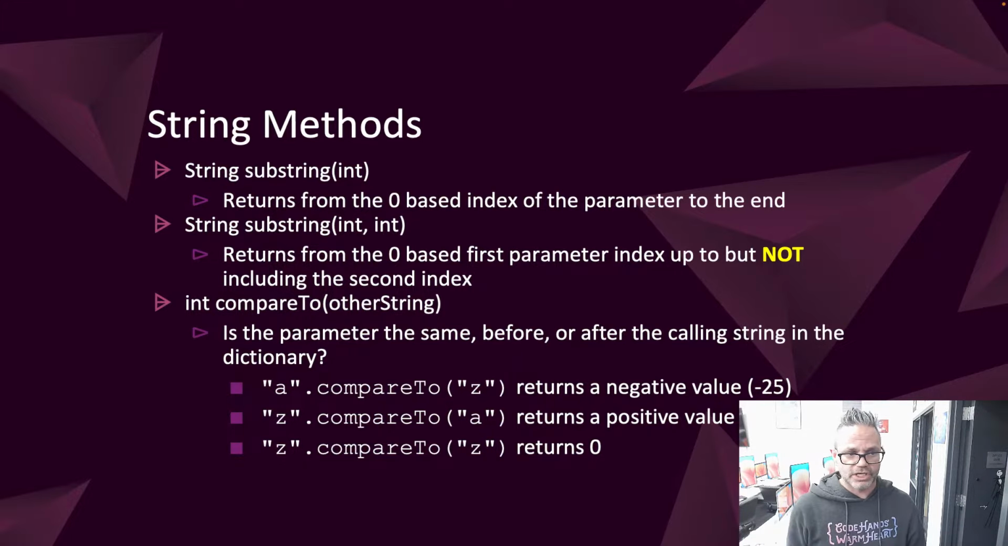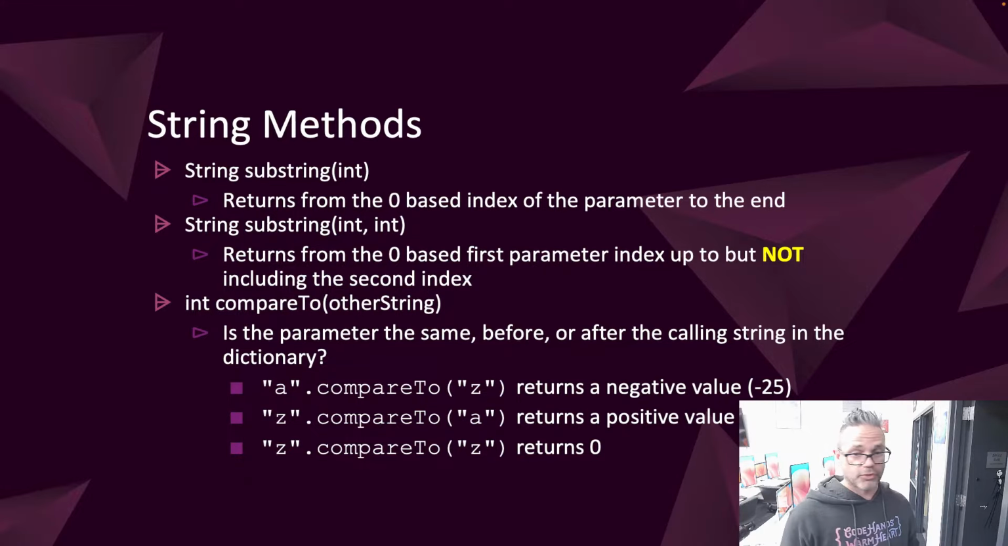Substring with 2 parameters is the 0-based first parameter up to, but not including, the second parameter. So if I have substring 0, 2, I'm going to get 0, 1, but not 2, 3, or 4. So I'm going to just get those first 2 letters. And again, if I use substring with index, index plus 1, that gets me 1 letter at a time. Great thing to remember as we take the exam.